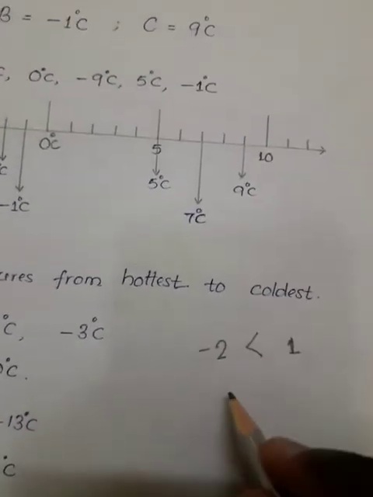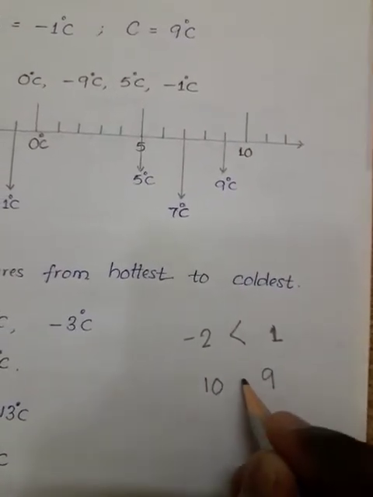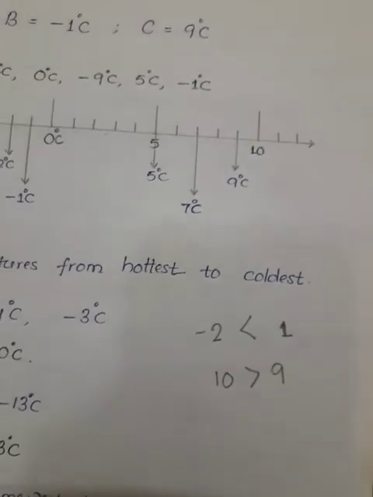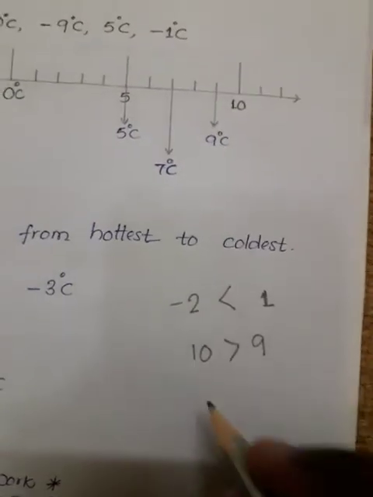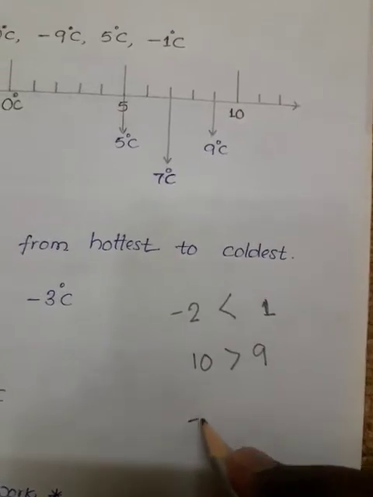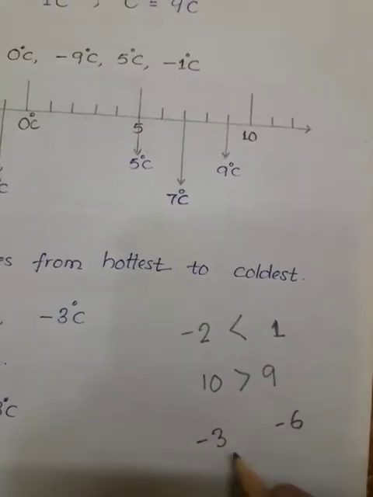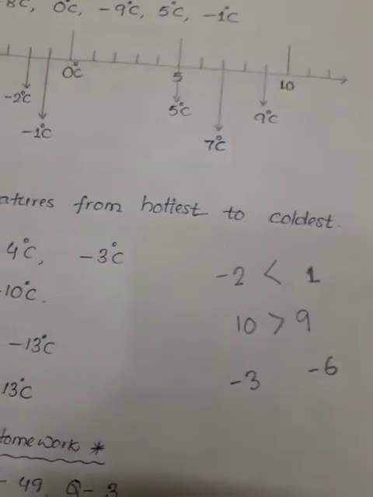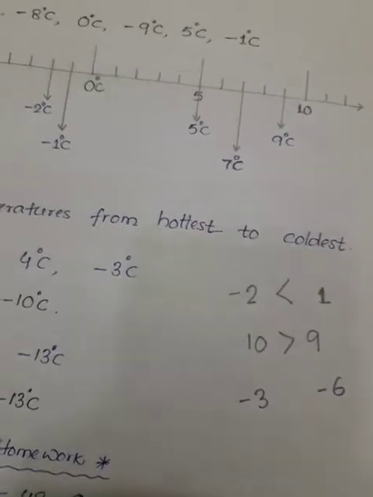But if I compare positive and positive, suppose I write here 10 and here 9, then 9 is the smaller and 10 is the bigger, because among positives the bigger is the bigger one. But if I write two negative numbers, suppose I write -3 and -6, both are negative, but with negative symbols, remember, small is big, big is small.